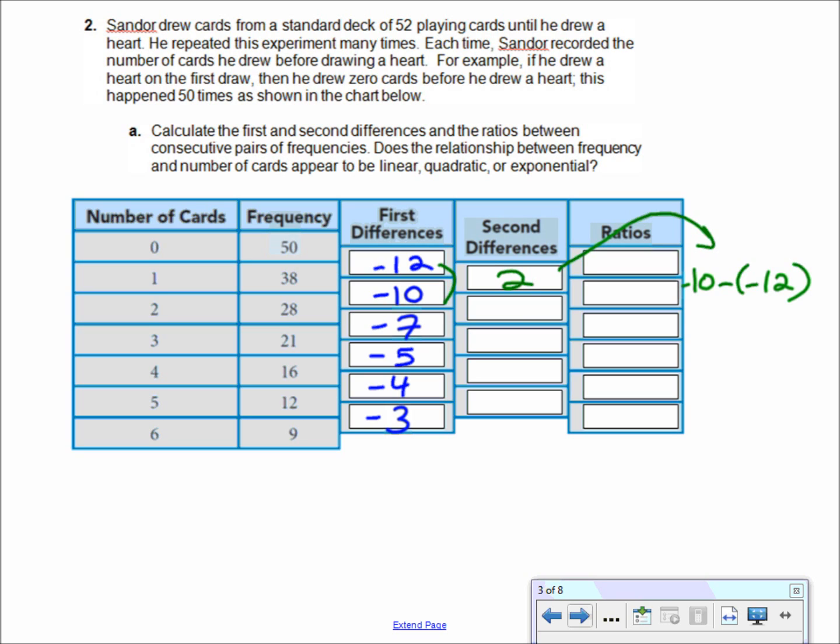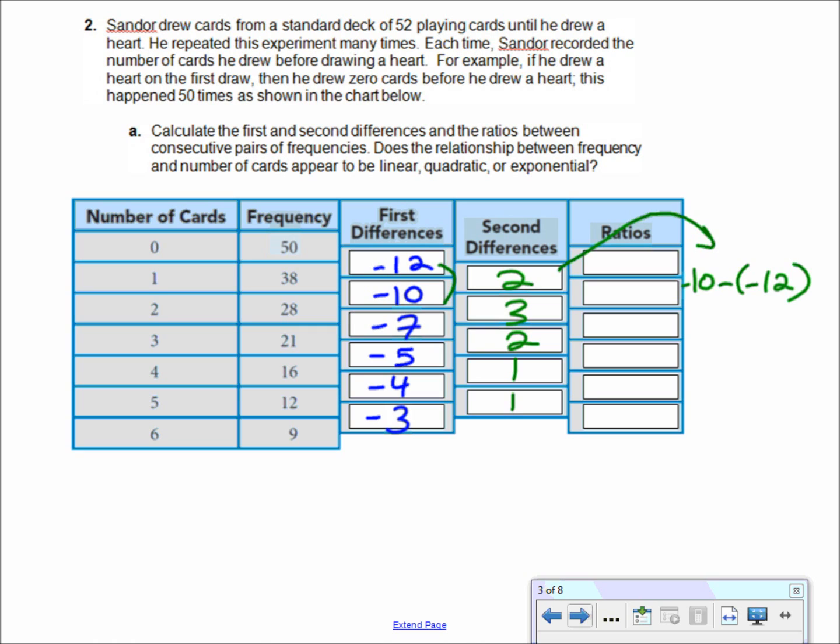Then my next one's going to be negative 7, bracket, negative 10, close bracket, and I got positive 3. Then negative 5 minus bracket, negative 7 bracket, 2. Negative 4 bracket, minus bracket, negative 5. And then 1 again, right?